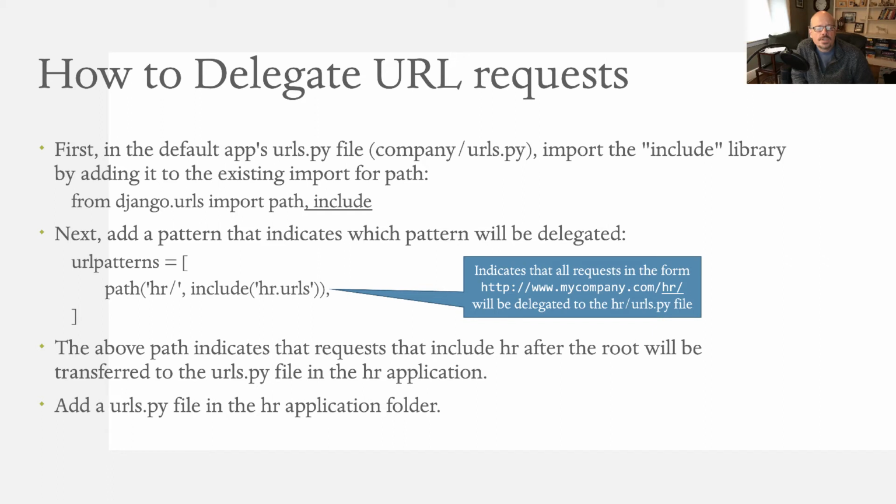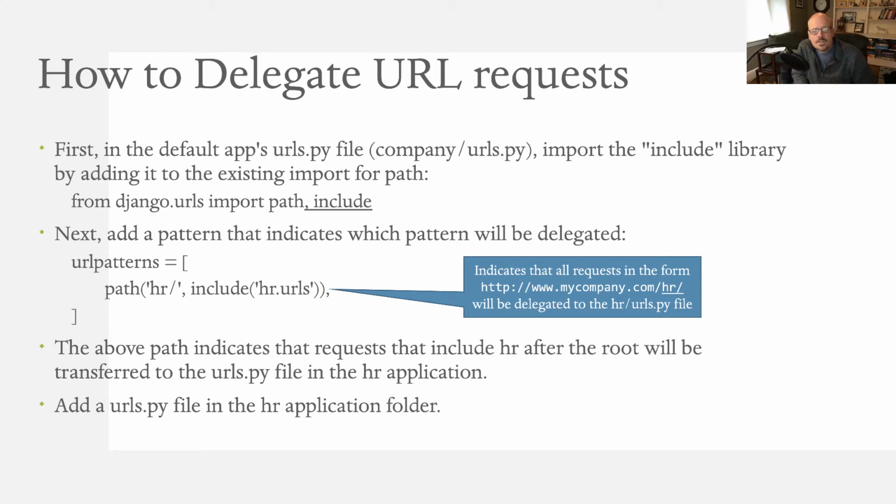So how do you do this? Well, first, in the default application's urls.py file, which we just saw, in the default app, we need to import a specific library function called include, and I've shown you how to do that here. The django.urls import is already there, by the way. The import path is already there. You simply need to add the comma include, and that will add that functionality to the default app's urls.py file.